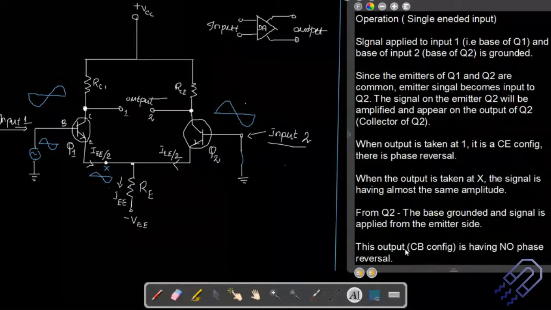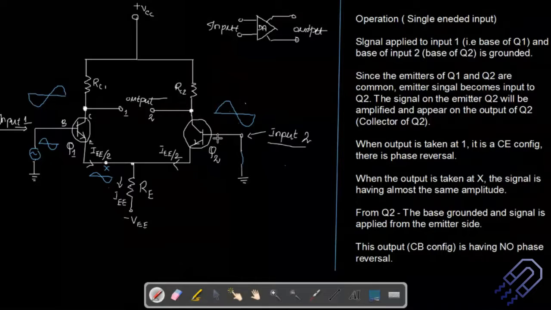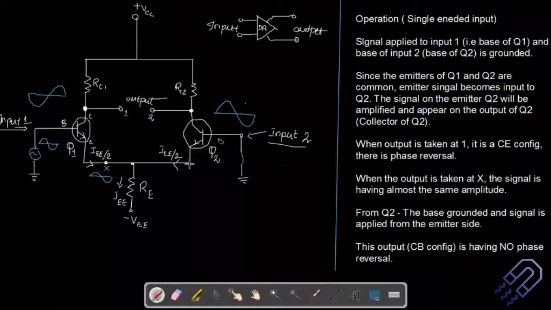Now you'll ask why it is common base. You see, this is your base. We have the base at this particular point, and you're going to get the output at this particular end, and the input at this particular end, where the base is again common. So the input is across the base-emitter at this end, and then the collector-base will give you the output. So you can basically consider it to be a common base configuration.